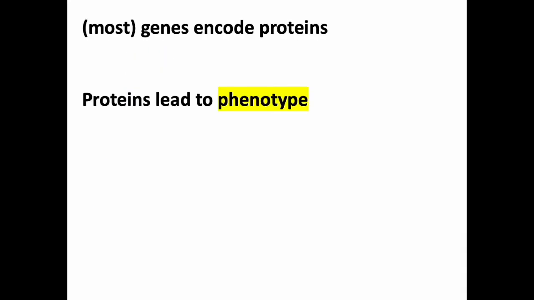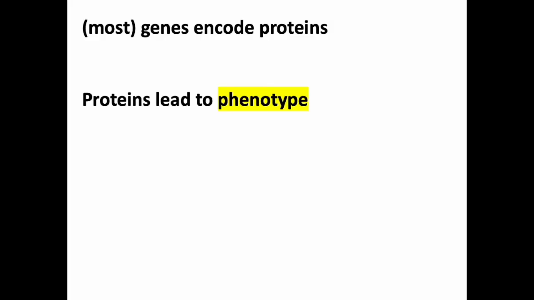Now, there's another term here. Most genes, there will be some exceptions, we'll see those in later chapters, don't worry about that, but for now, most genes encode proteins. They're a blueprint, the instructions for how to build specific proteins. Proteins lead to what is called phenotype. Let me read the key terms definition for phenotype. The key terms say phenotype is the observable traits expressed by an organism.